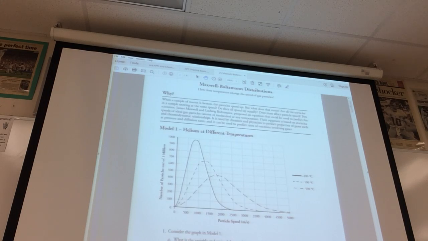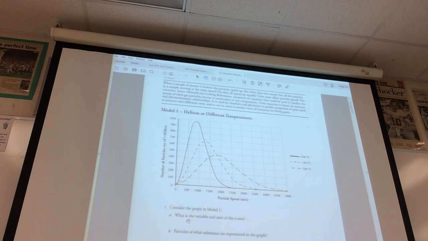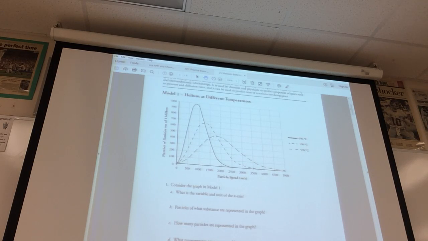And again, like I said, some of the questions initially, you're like, I'm not a baby. Just bear with it. 1A, what's the variable and unit of the x-axis? Particle speed in meters per second. Cool. Particles of what substance are represented in the graph? Helium. How many particles are represented? 1 million. What temperatures are represented? Negative 100, 100 degrees, and 500.